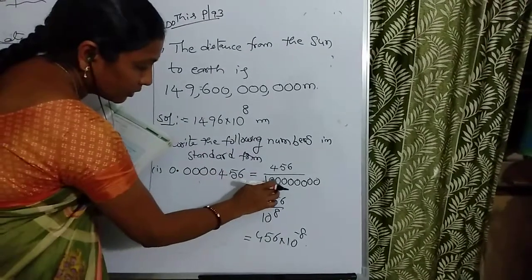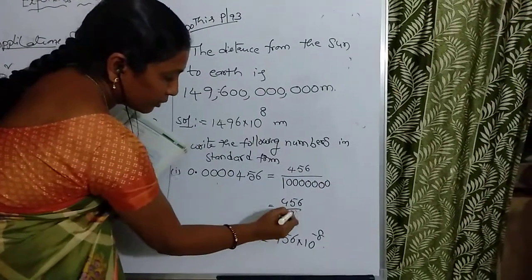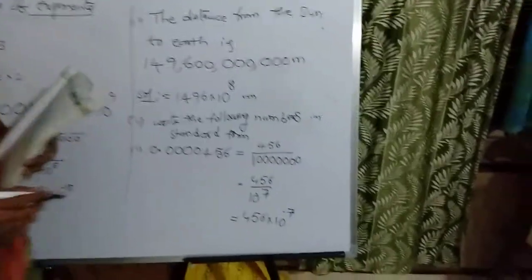So 1, 2, 3, 4, 5, 6, 7. Sorry, let me count again: 1, 2, 3, 4, 5, 6, 7. I put another 0, so this becomes 10 to the power 7, and it can be written as 10 to the power minus 7.